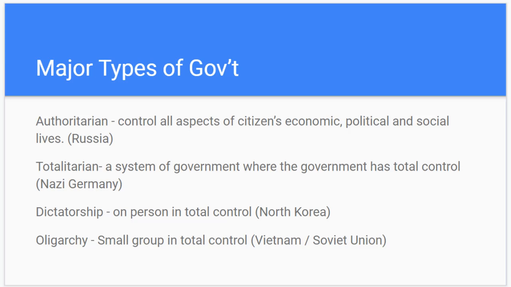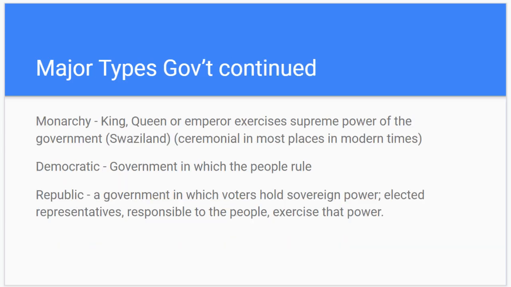The other idea is oligarchy. It's a small group in total control, and that's Vietnam and the Soviet Union as well, where a small group had the control to say what was happening when it was happening. You have a monarchy, where a king or queen or emperor exercises supreme law of the government. It's ceremonial in most places in modern times, meaning that we don't see a lot of kings and queens that have actual political power or create laws.